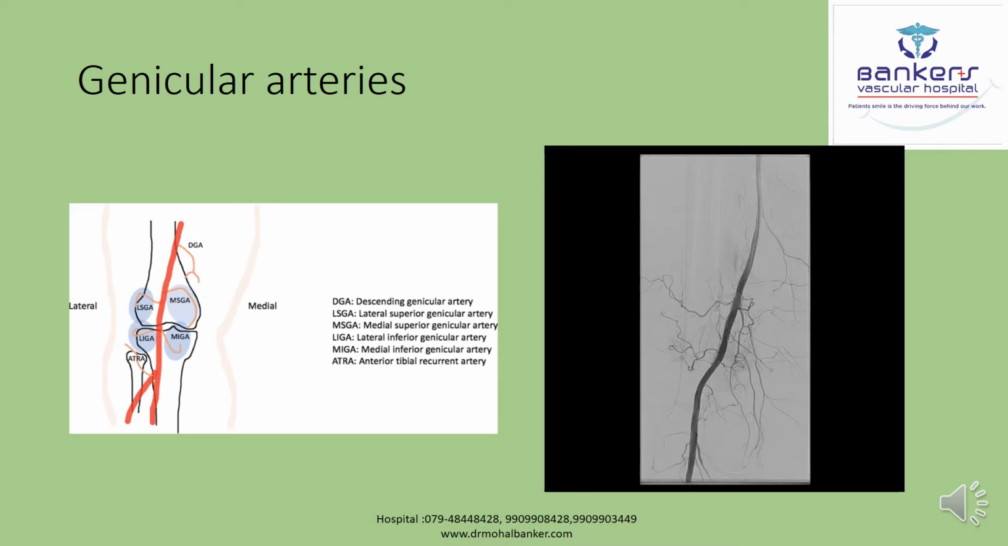There are particularly 6 genicular arteries which supply the knee joint. If we divide the knee joint into 2 parts, medial and lateral, then on each side there are 3 responsible genicular arteries. You can see in this picture the names of the 3 arteries supplying the medial side of the knee joint, and the rest of the 3 are on the lateral side of the knee joint.